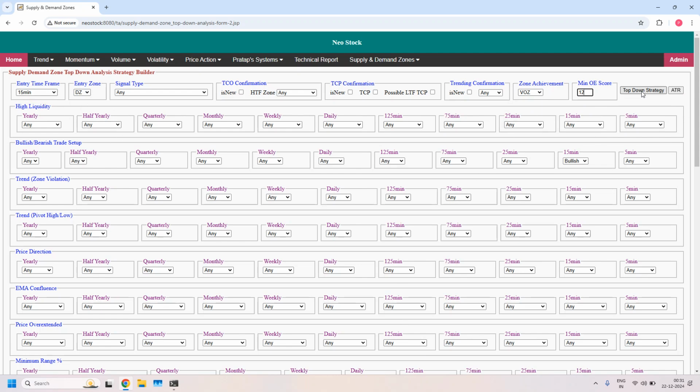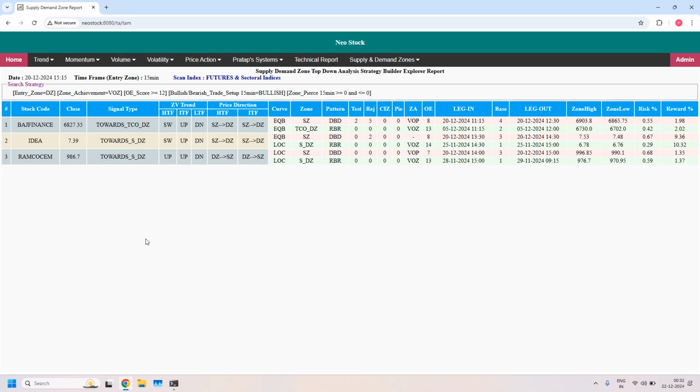Now let's verify how many we get. We got only 3 stocks. Currently these 3 stocks are supporting bullish trade setup for daily income trade. The entry time frame zones are 15 minutes demand zones, all these 3 15 minutes demand zones. Let us verify. Anyway, these 15 minutes demand zones are high liquidity zones.